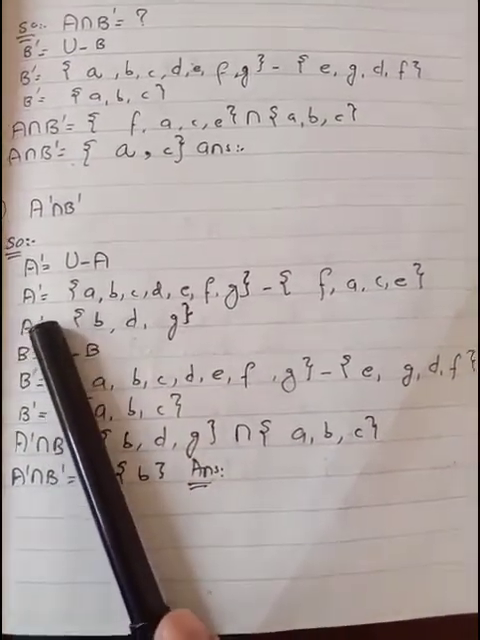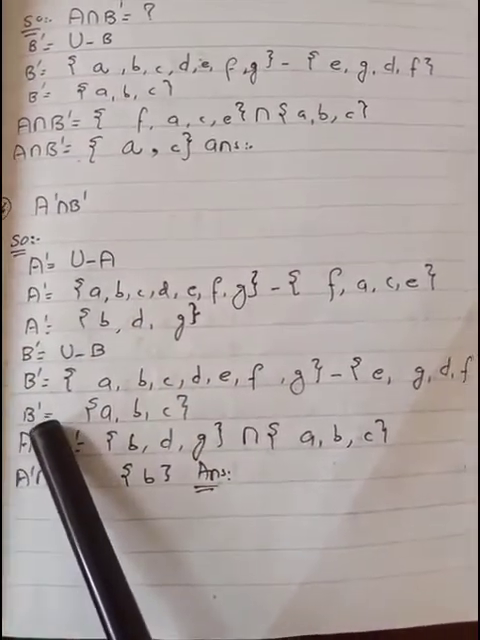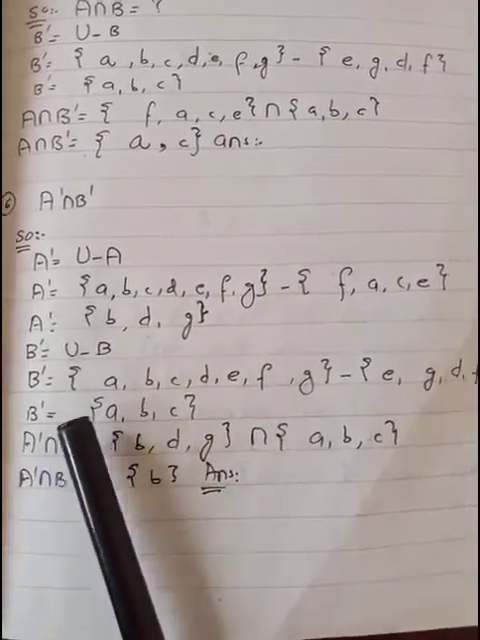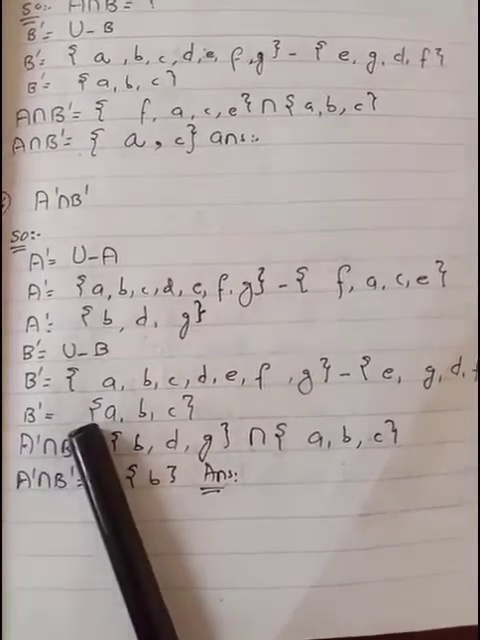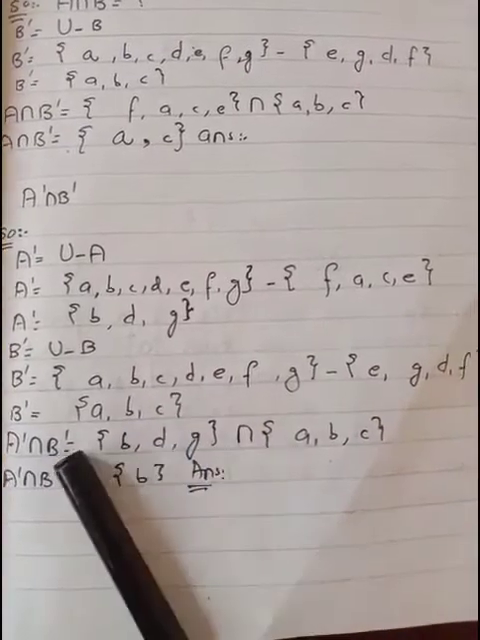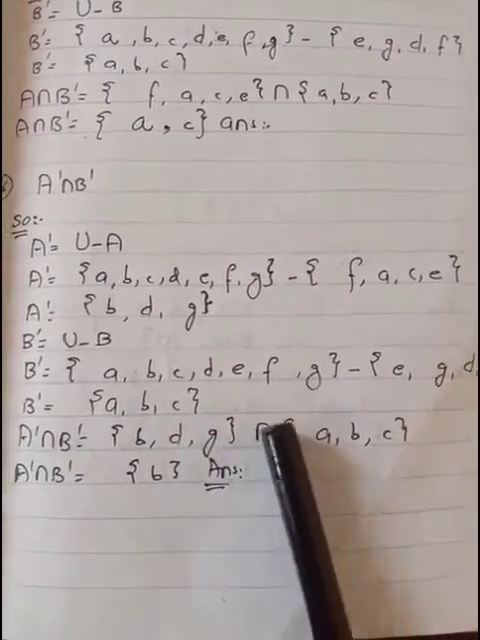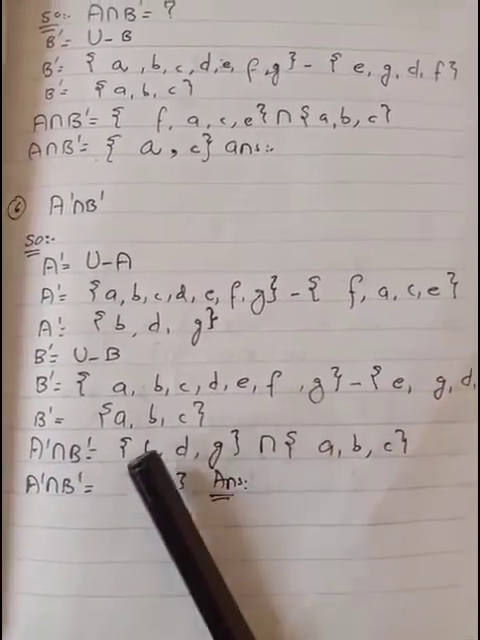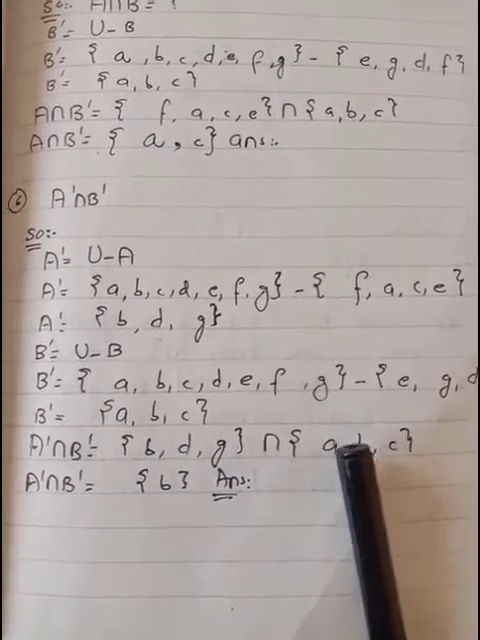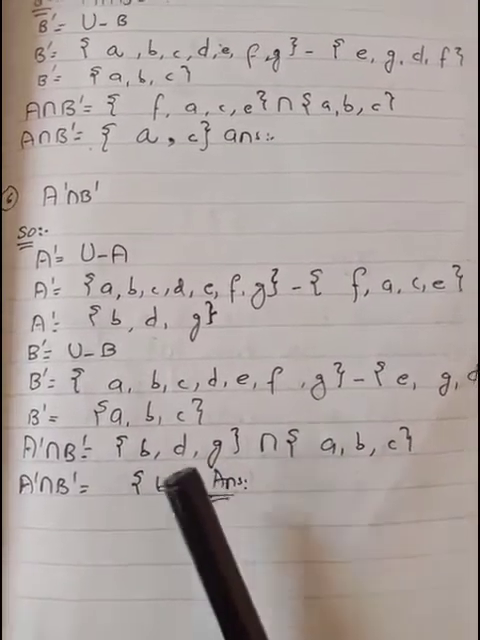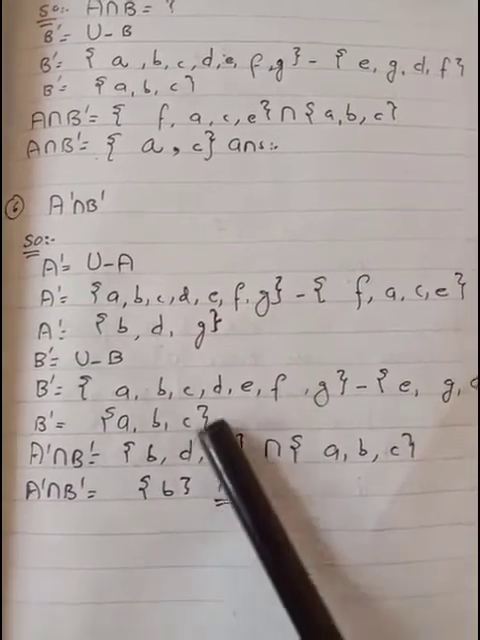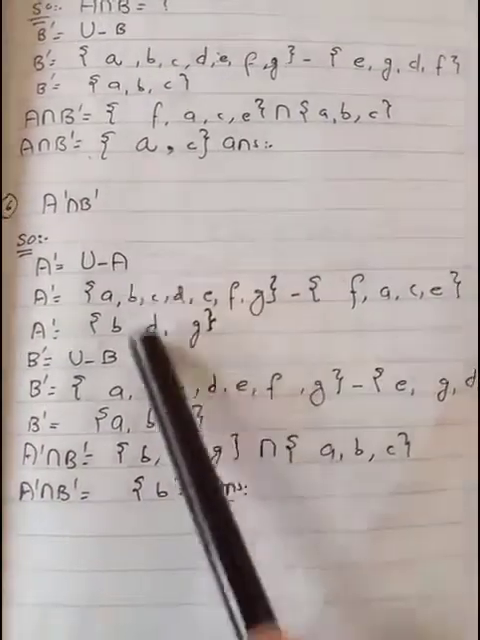Now we have found A complement and B complement, and we do the intersection of both. A complement is B, D, G and B complement is A, B, C, and we find the intersection. The common element between A complement and B complement is B. So this is our answer. This was your homework, so check your homework.